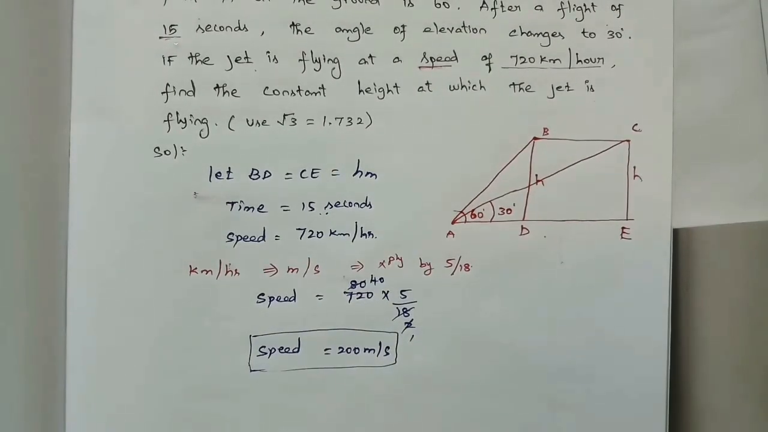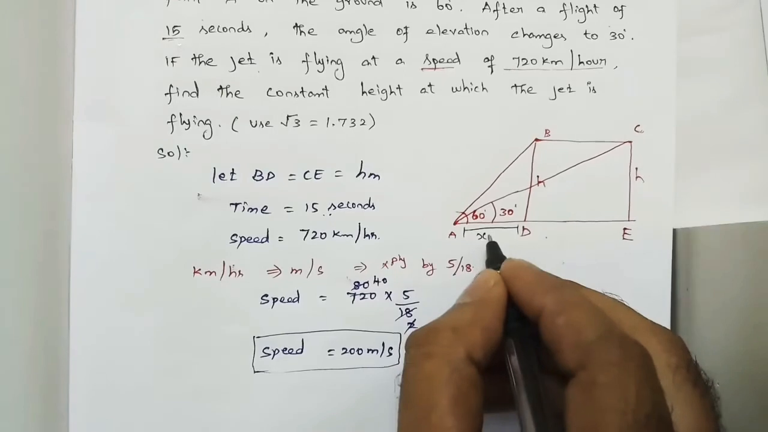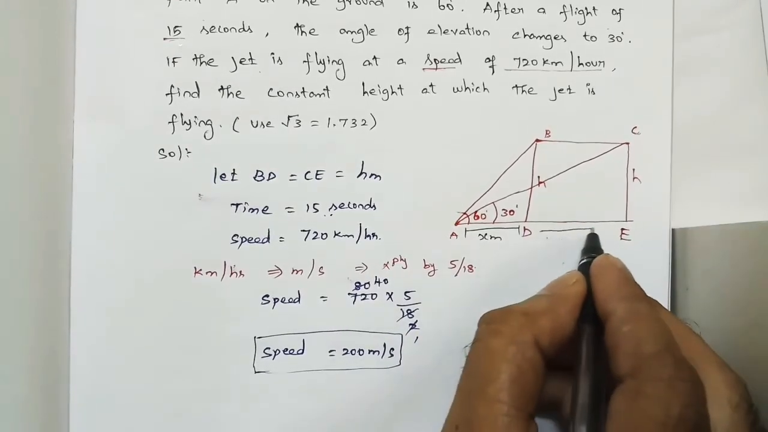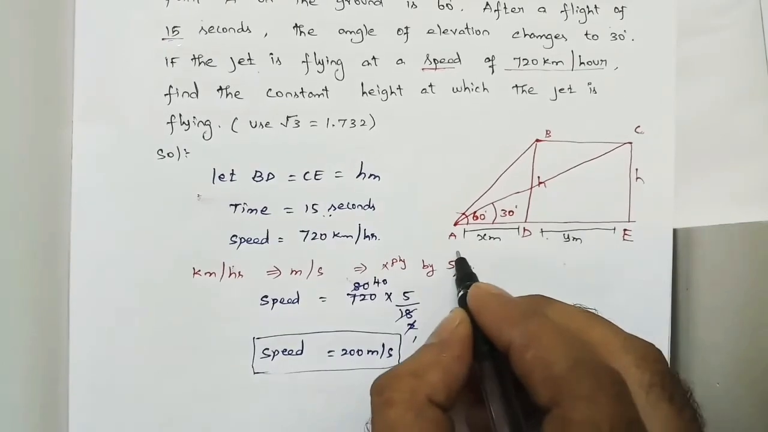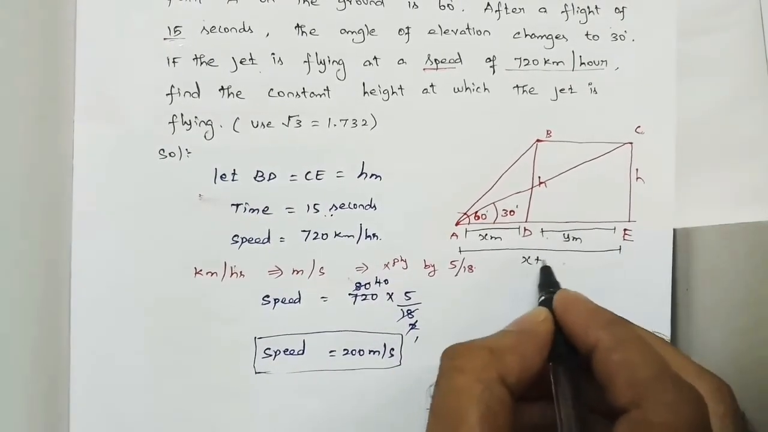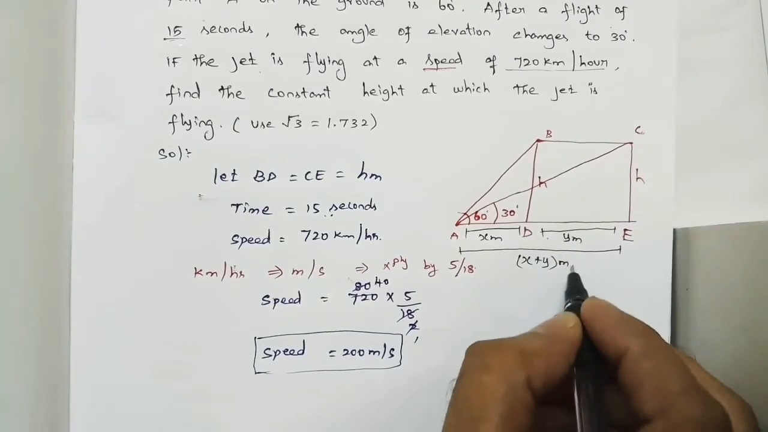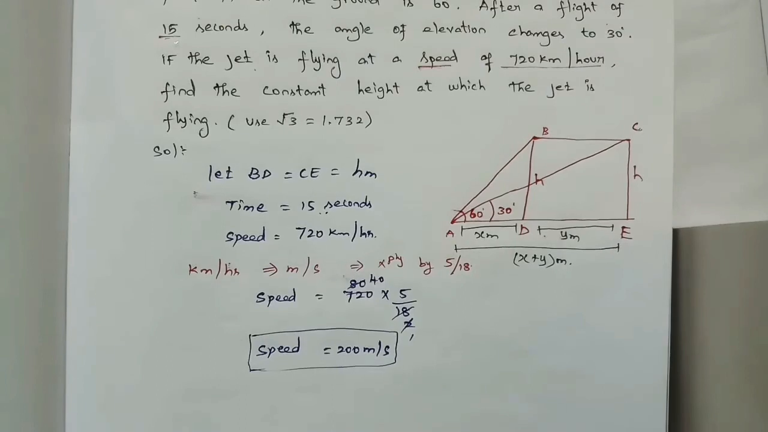Now we know the speed and we know the time, and with the help of this I am going to find the distance. Before that, we assume some things. First I assume AD is equal to X meter, D is Y meter, and AE is equal to X plus Y meter. Actually, what we need is the height alone, which we can find directly.